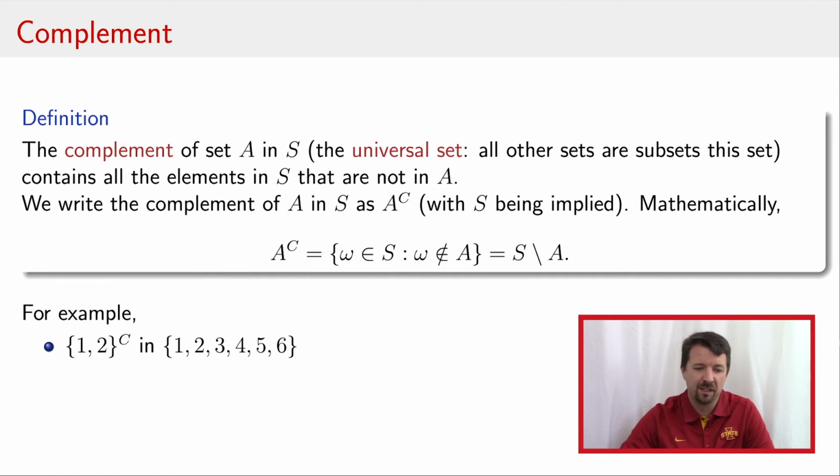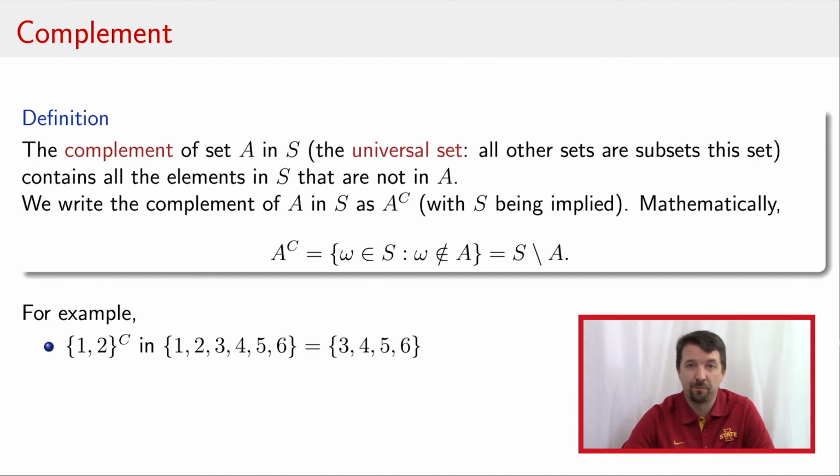Here's a couple of examples. We have the set {1, 2}, and we're taking its complement. And now I'm listing here the universal set. For this example, it's the integers 1, 2, 3, 4, 5, 6. You can imagine this being the result of, say, a six-sided die rolling experiment. So you want the complement of the set {1, 2} in this universal set of integers 1 to 6. Well, the elements that are not in that set A, but that are in S are 3, 4, 5, and 6.